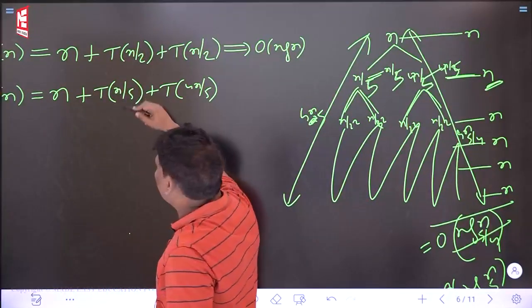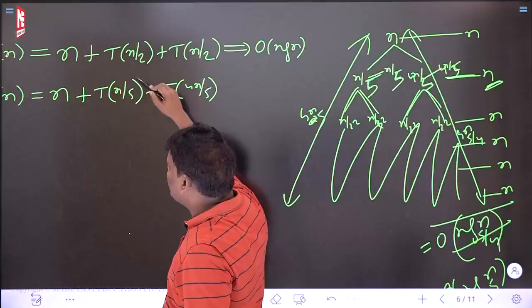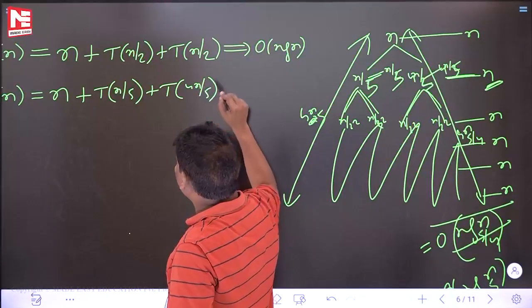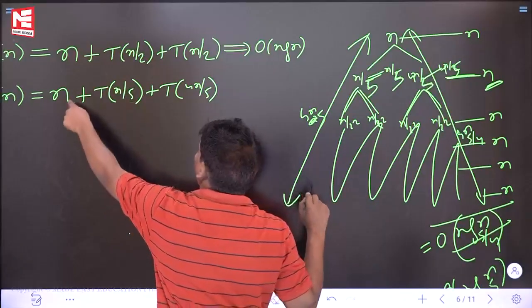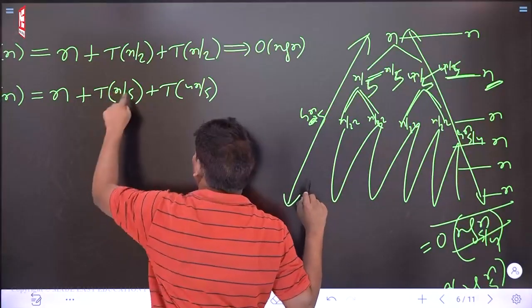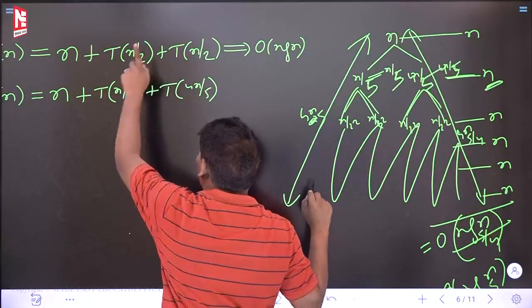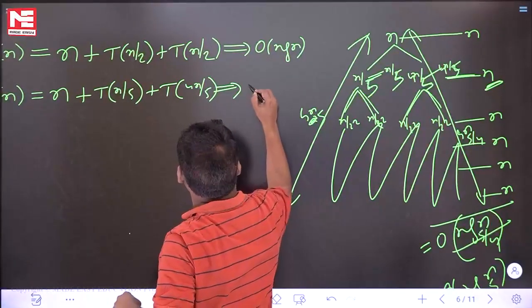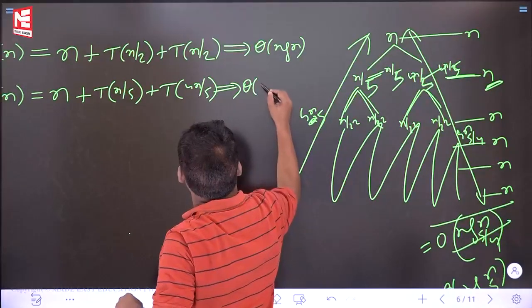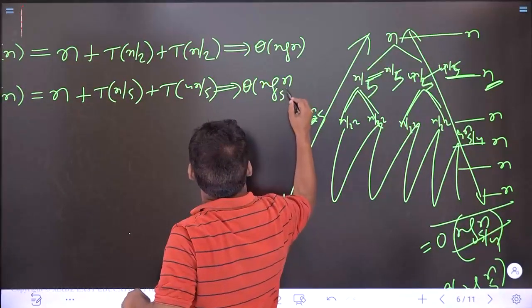Can you help me now? Left height, always divide by 5, log n base 5. Right height, log n base 5/4. Which one is larger? Log n base 5/4. So every level cost is n. First level n, second level also n. Every level cost is n, right? Upper bound is log n base 5/4. Final answer is going to be, you can write theta here also, n log n base 5/4.